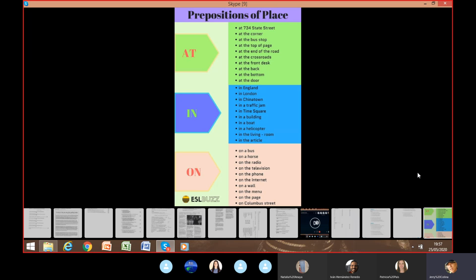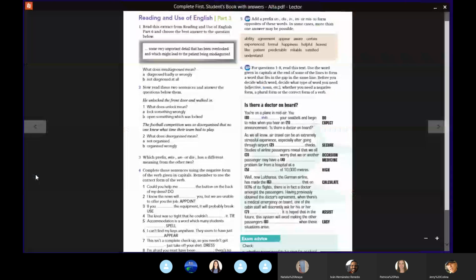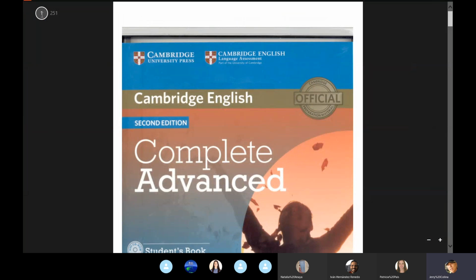Good. Now you have these prepositional places. And this is going to be important for you for future exercises. But the most important thing is in your book on page 163. So let's go to that page in your book. So this is page 163.